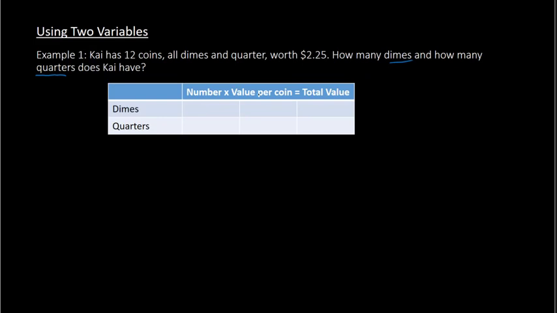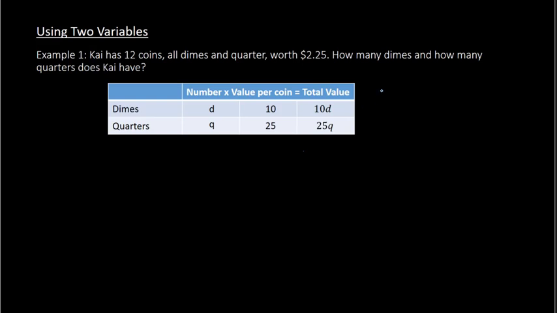So I can let D represent dimes and Q for quarters. And then the value per coin is the same. We have 10 cents for dimes, 25 cents for quarters. And the total value is going to be calculated the same way. We have 10 times D and then 25 times Q.